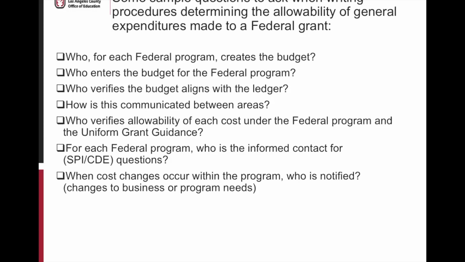Who verifies allowability of a cost under each federal program and the Uniform Grants Guidance? So your program people may be more familiar with the federal program requirements, but who's familiar with the grant guidance requirements and who takes that cut? So how is it verified and who does it? And is it all put on one person, or is that a group? Are there multiple people involved?